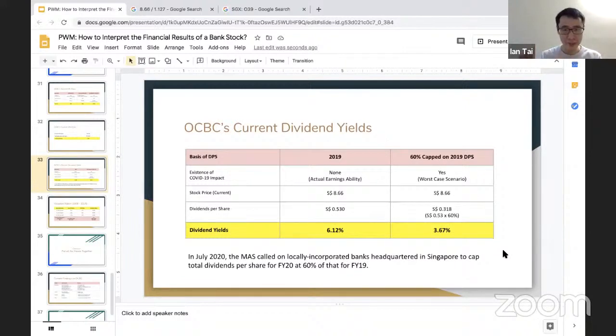All right. The cap means to say it's not exactly that OCBC Bank doesn't have the ability to pay the dividends, but they're just abiding by the regulation by the MAS, which says that, you know what? Cap it at 60%, conserve cash because it's COVID-19. So your expected maximum amount of dividend yield is 3.67%. So which of the two figures would you go for? Is it 6% or is it the 3.7%? So let's do a poll and see.